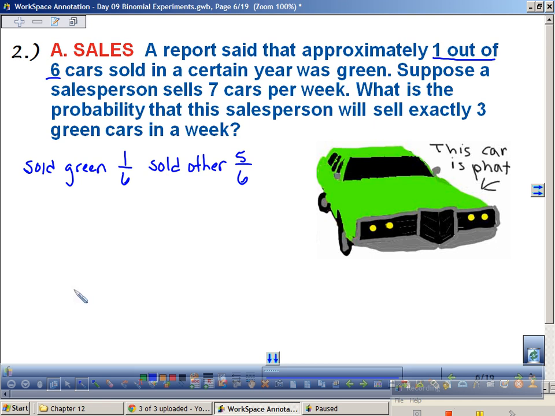Okay? All right, I'm going to do it the combination way. So this would be 7, combination 7, because he sells 7 cars a week. Choose what?